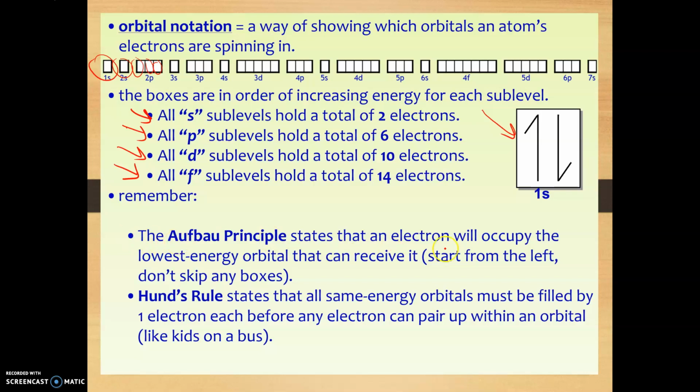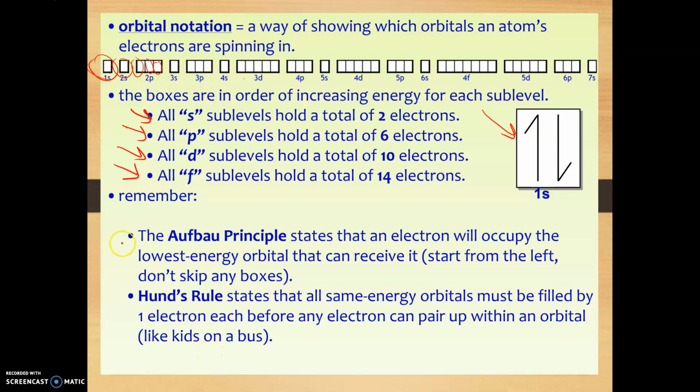So the Aufbau principle states that an electron will occupy the lowest energy orbital first, which means like 1s has to get the electrons first, or the 2s has to, as you're filling them in. You cannot just jump these orbitals. First 1s, then 2s, then 2p, then 3s, then 3p.